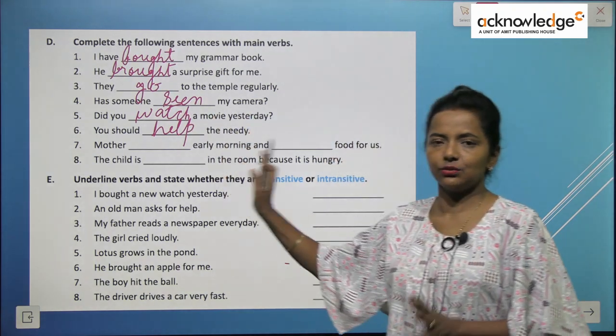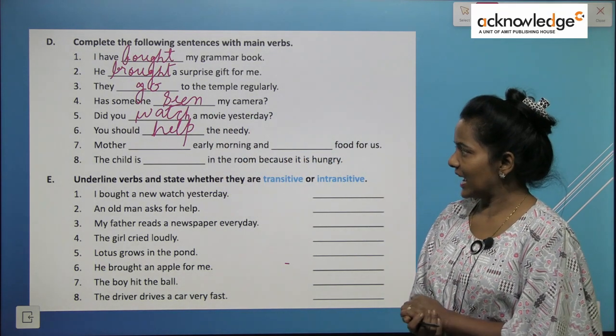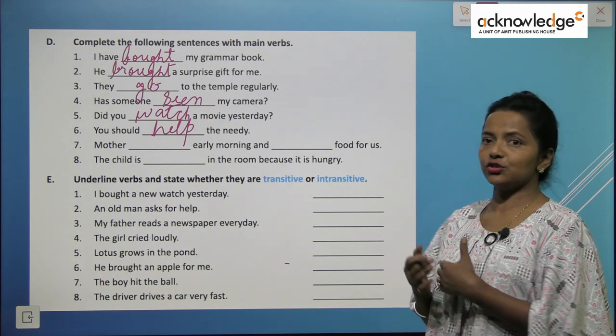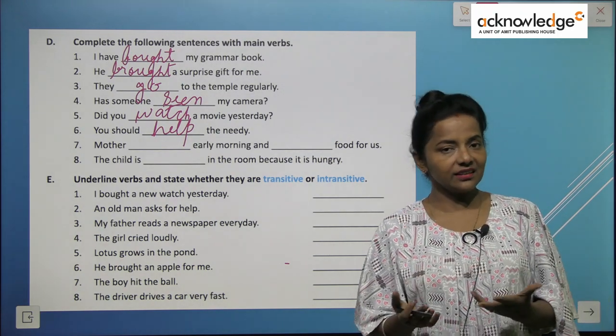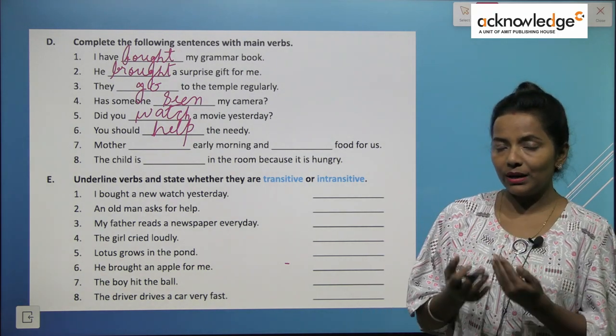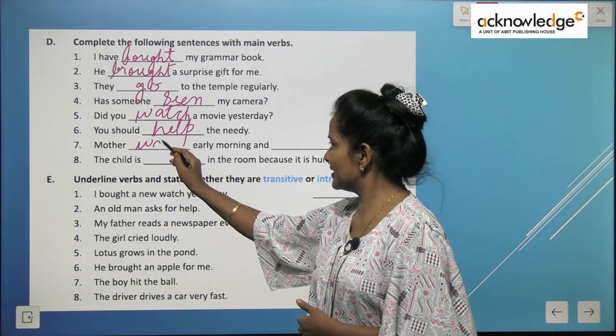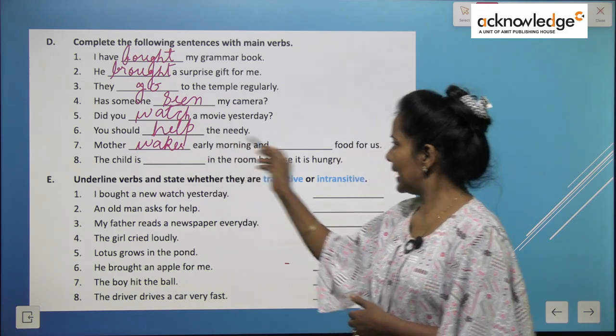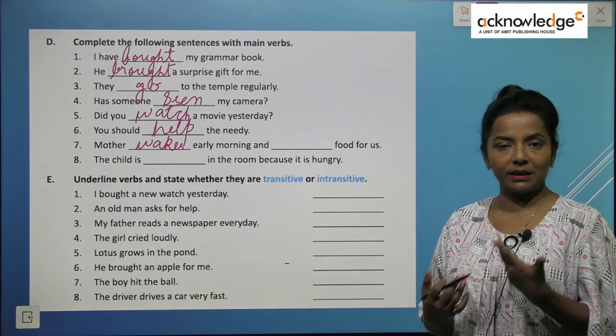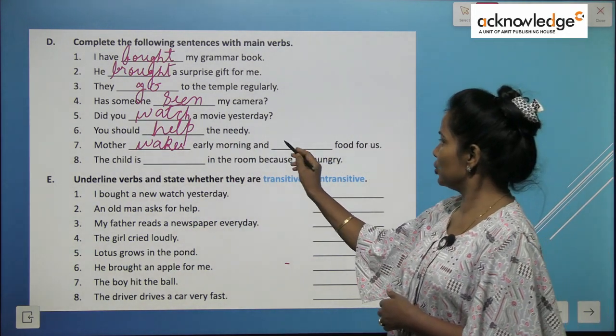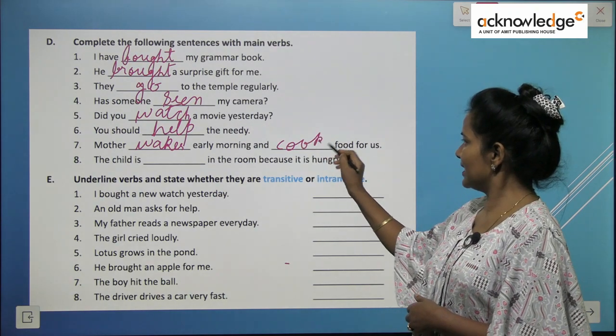We are using the main verbs here. Mother wakes up early in the morning and cooks food for us. मदर्स क्या करती हैं? अर्ली मॉर्निंग वेकअप. जग जाती हैं. Mother wakes early in the morning and cooks food for us. और हमारे लिए खाना बनाती हैं.